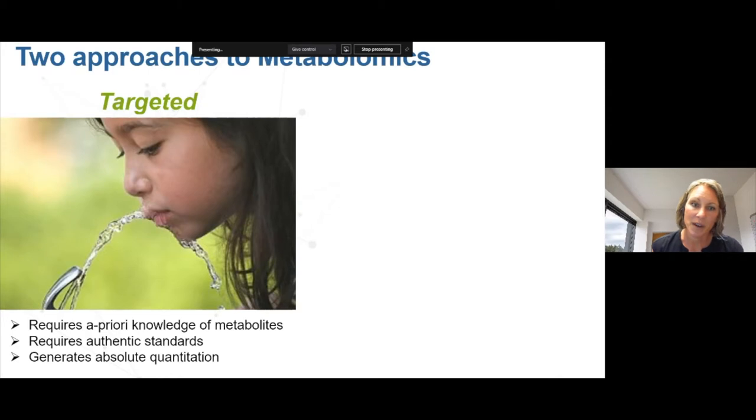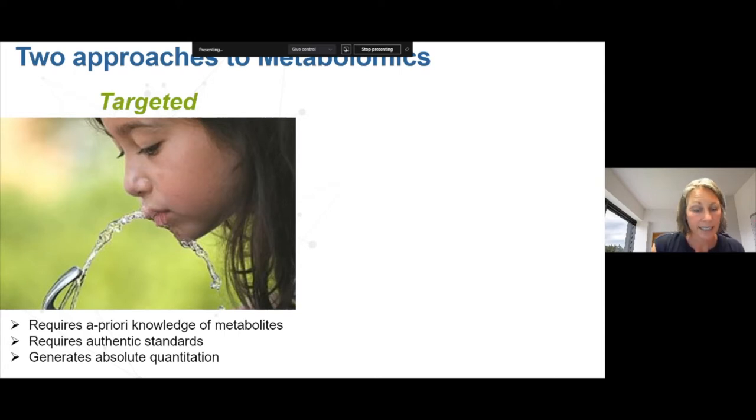All right, so how do we approach a metabolomics experiment? There are two main ways. The first would be what we would call a targeted approach. This is not new. People have been doing targeted analysis of small molecules for a long time. This requires, of course, previous knowledge. You have to know what you're looking for. It also requires authentic standards. And if you want to do absolute quantitation, it requires some form of labeled internal standards.